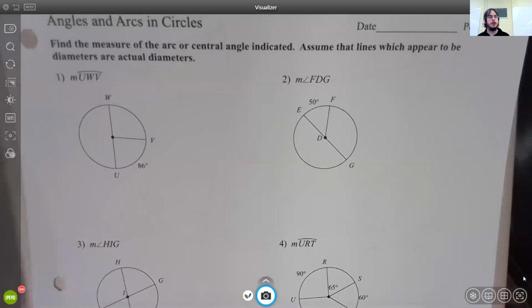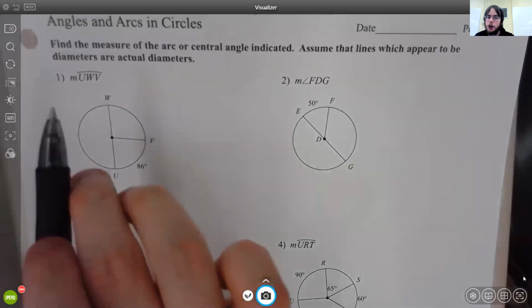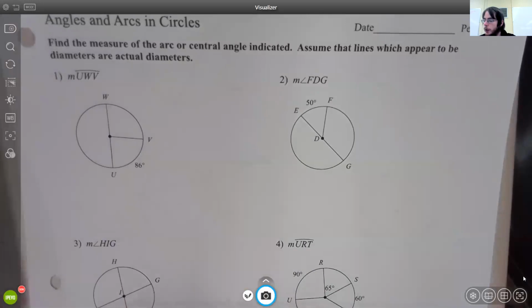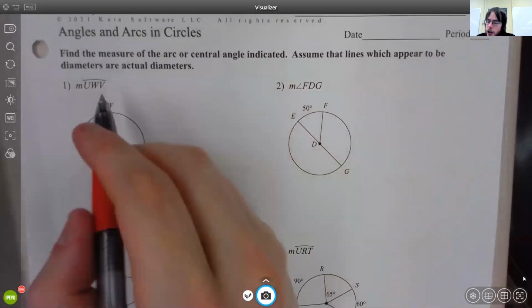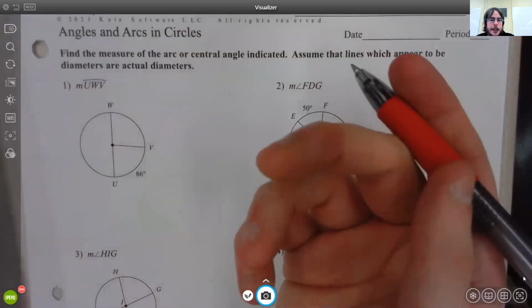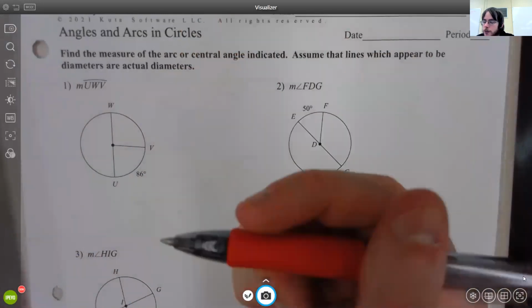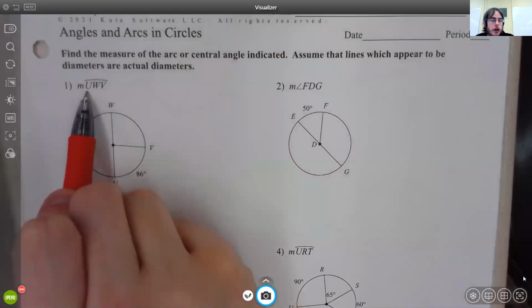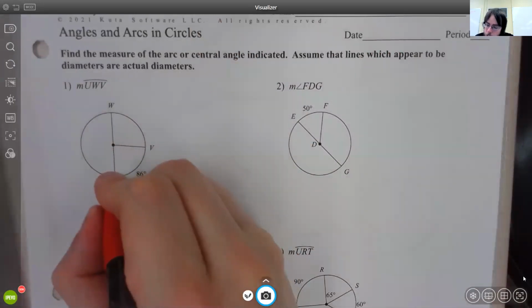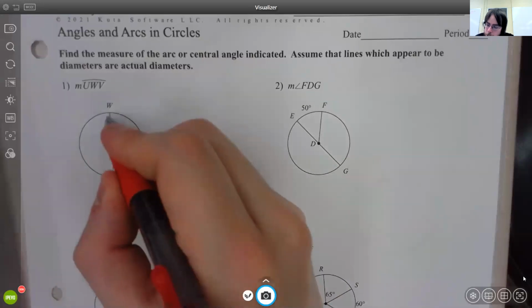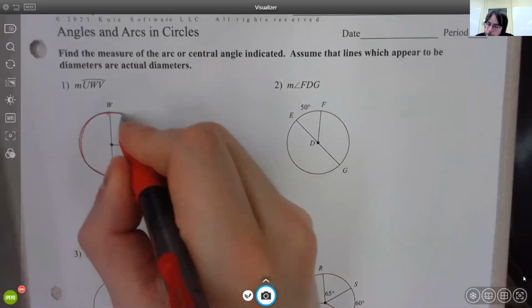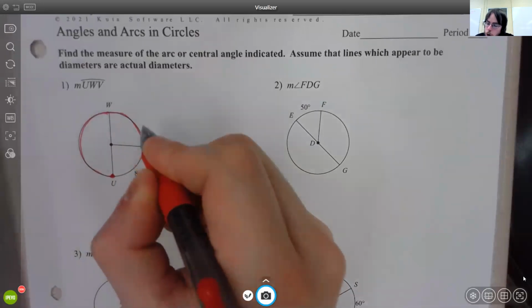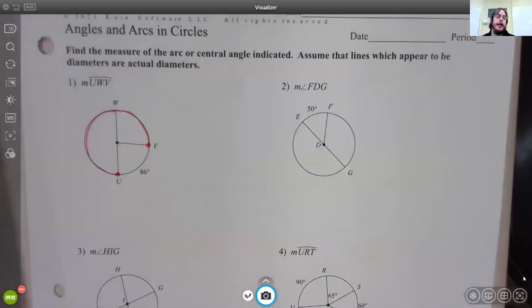So in number one, it wants us to find what the measure of arc UWV is. And so anytime that it wants me to find the measure of an arc or anything else like that, what I like to do is draw that out on the diagram or put an X there or whatever else. So this wants the measure of arc UWV. So we start at U, then we have to go to W, and then we go to V. And so we're looking for that arc that I just put in red right there.